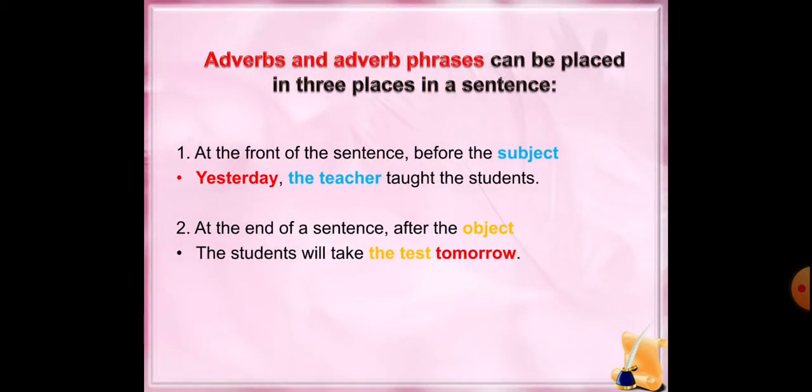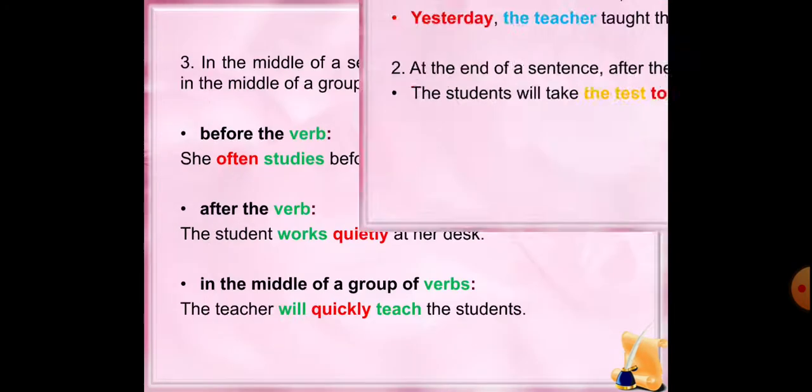Adverbs and adverb phrases can be placed in three places in a sentence. At the front of the sentence before the subject. For example, yesterday the teacher taught the students. At the end of a sentence after the object. For example, the students will take the test tomorrow.